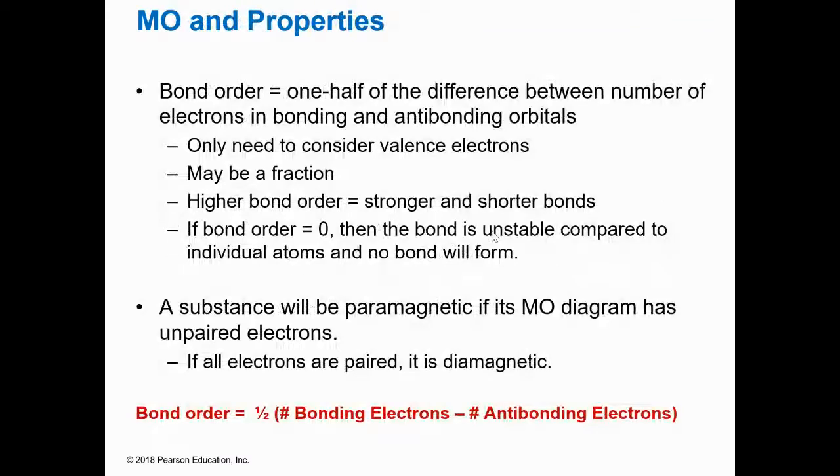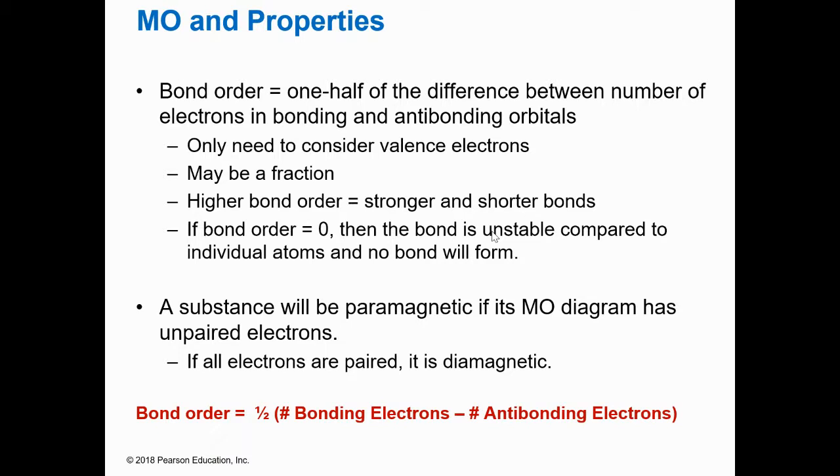Okay, so bond order is the relationship between the bonding and the anti-bonding orbitals. Basically, what's in the bonding and what's in the anti-bonding. So your very simple equation to figure out bond order is the number of bonding electrons minus the anti-bonding electrons, whole thing divided by 2. Okay, so bonding minus anti-bonding, divided by 2.